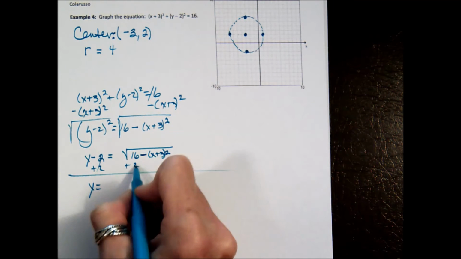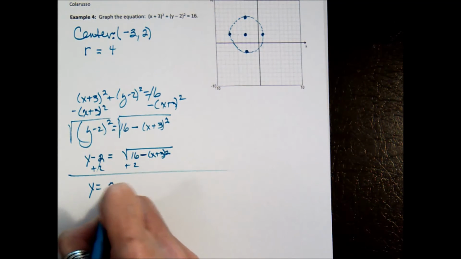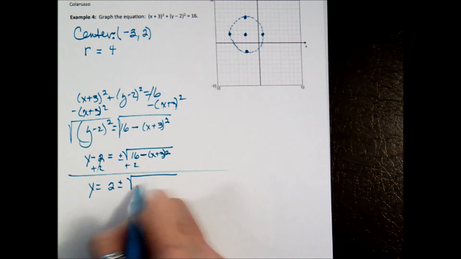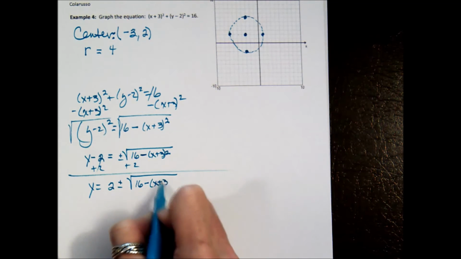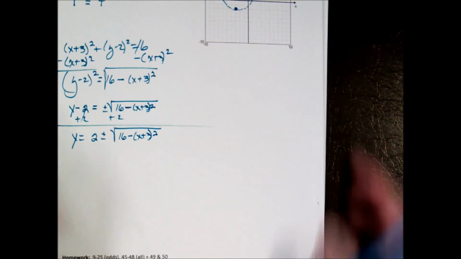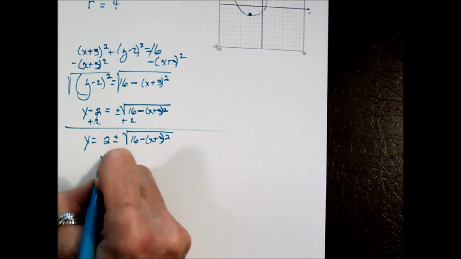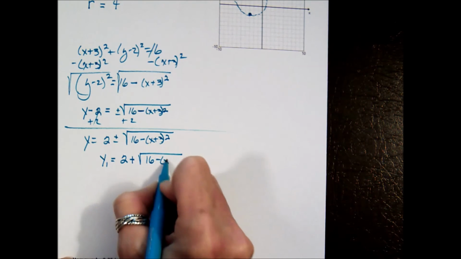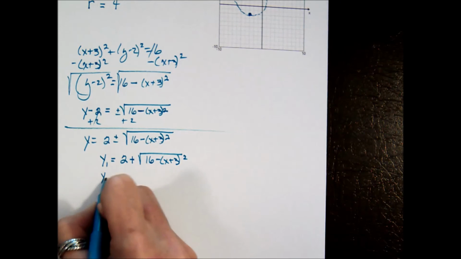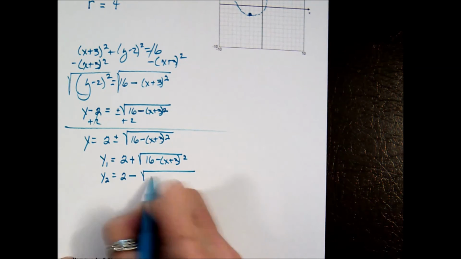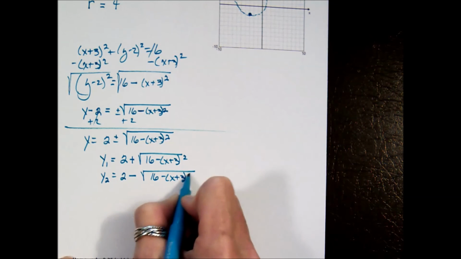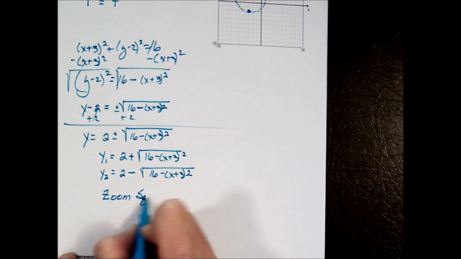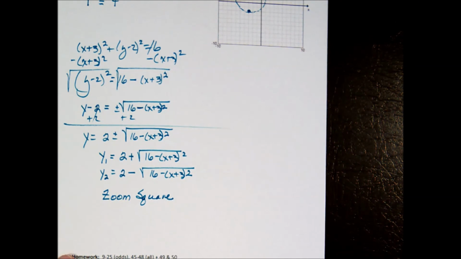I'm going to add a 2 to both sides. y equals, I can't add the 2 in under the radical. It goes out front, and then it's going to be plus or minus, because that should have been plus or minus, the square root of 16 minus x plus 3 squared. So how would you graph that in your graphing calculator? You would put in two equations. Y sub 1 equals 2 plus the square root of 16 minus x plus 3 squared, and y sub 2 equals 2 minus the square root of 16 minus x plus 3 squared. Get that graphed, and then you would have to hit your zoom square to make sure it's a circle and not an oval.